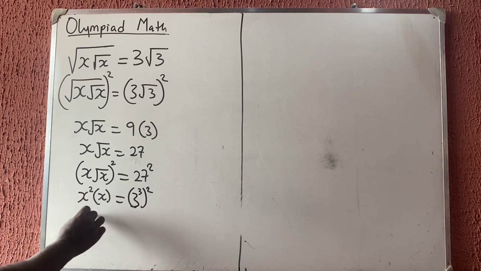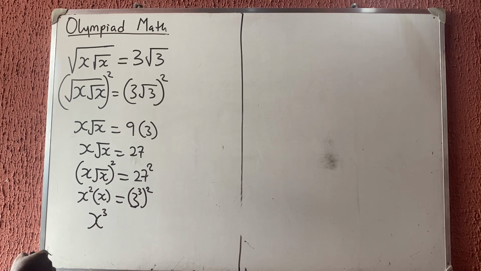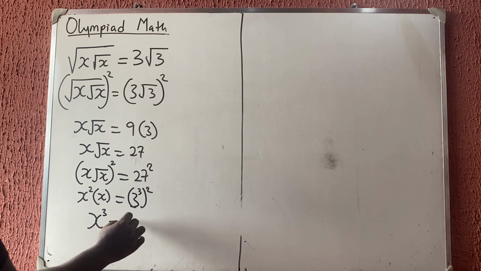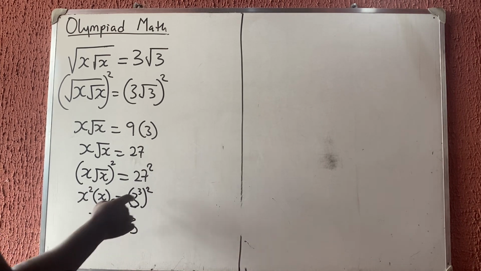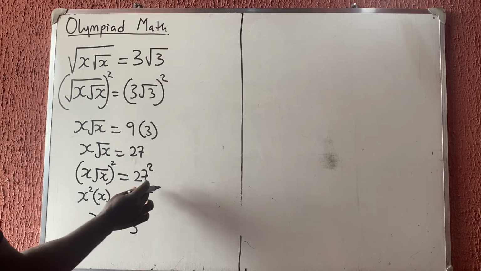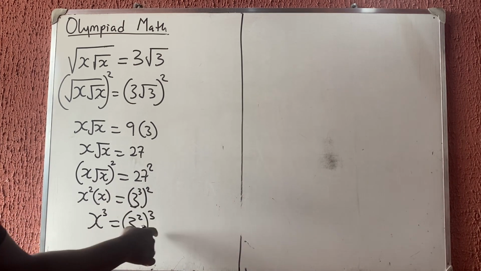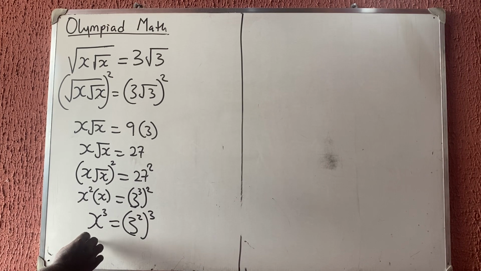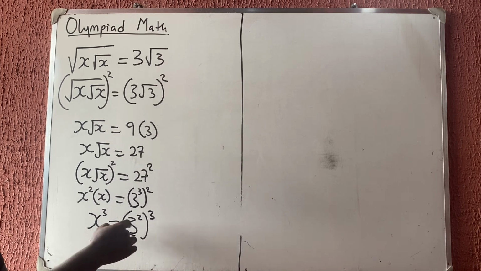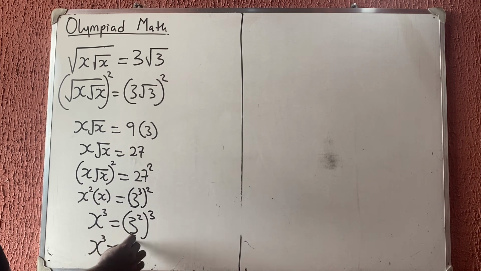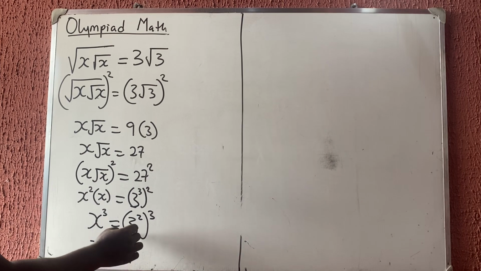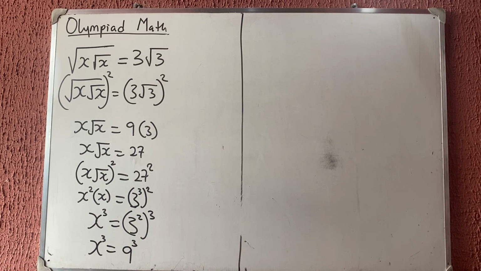So this and this is going to give me x raised to power 3 according to indices, is equal to 3 raised to power 2, all raised to power 3. So if 3 takes care of 3, let's have it that x raised to power 3 is equal to 9 raised to power 3, right? Now, if 3 takes care of 3, I'm having that x is 9.